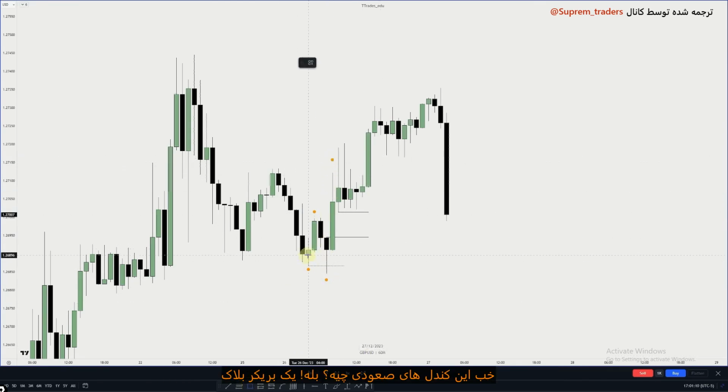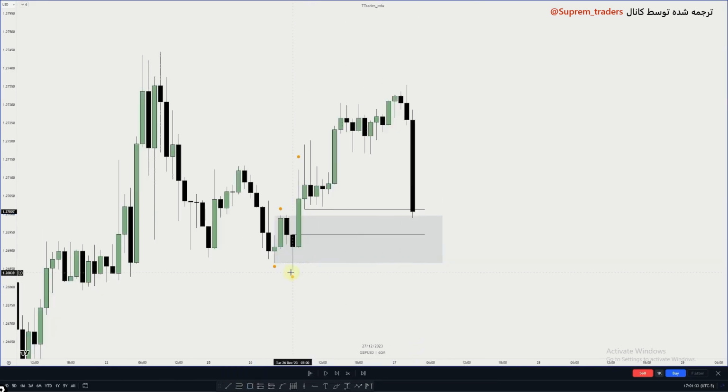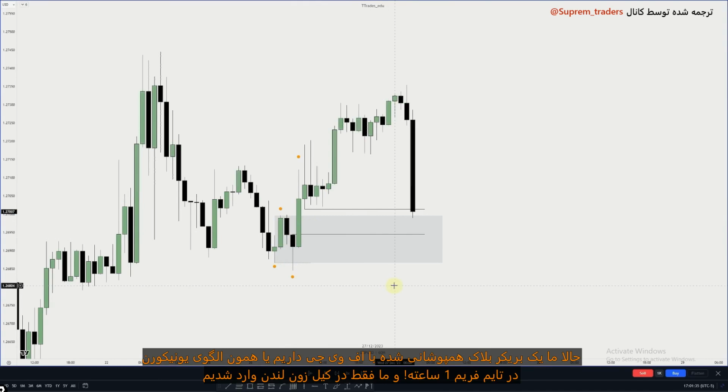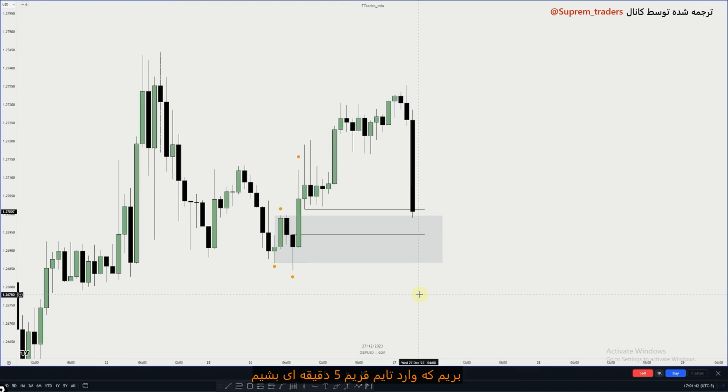So what are these up close candles right here? A breaker block. So now we have a breaker block overlapping with a fair value gap, or a unicorn model, on the hourly chart, and we just entered the London kill zone. Let's hop down to the 5-minute chart.